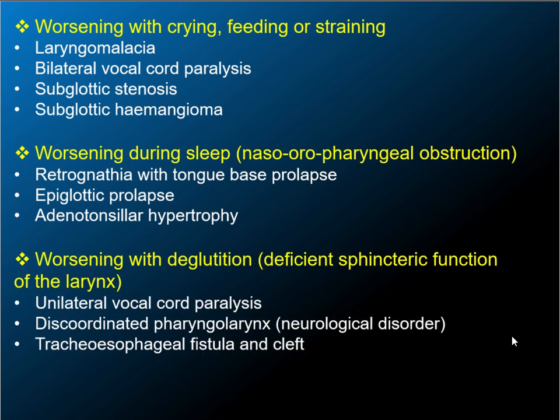Certain conditions worsen with deglutition due to a deficient sphincteric function of the larynx. They are unilateral vocal cord paralysis, discoordinated pharyngolarynx, and tracheoesophageal fistula and clefts.